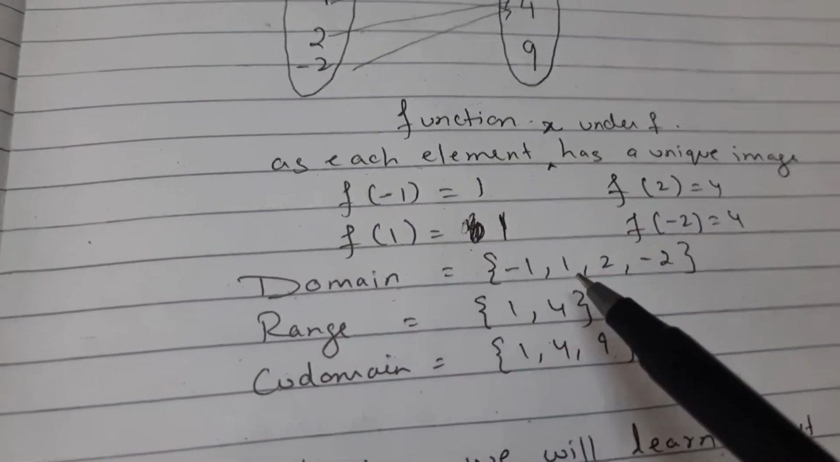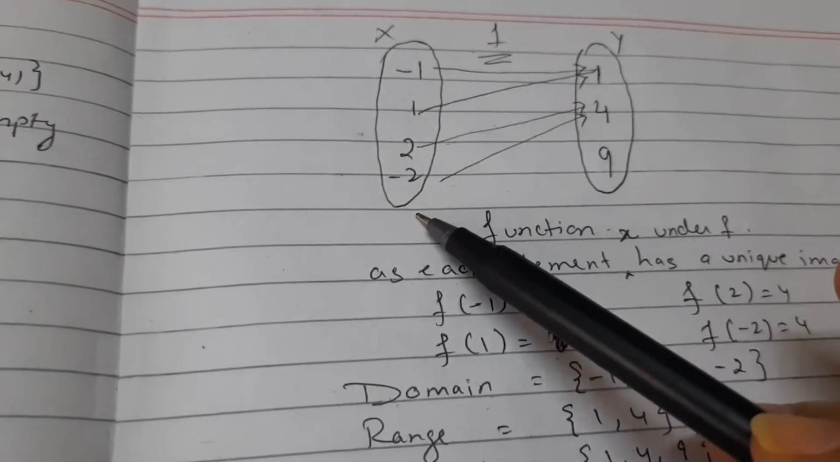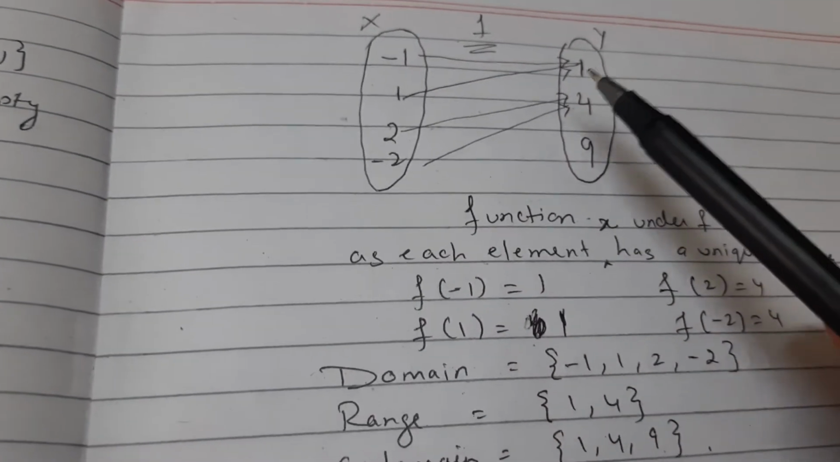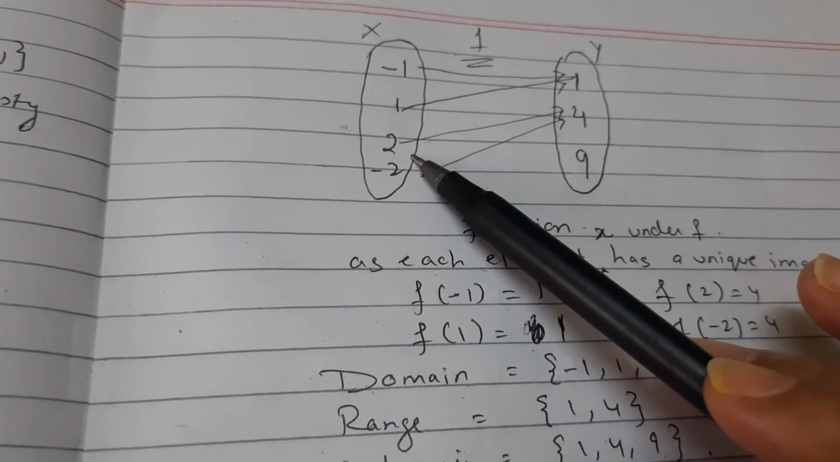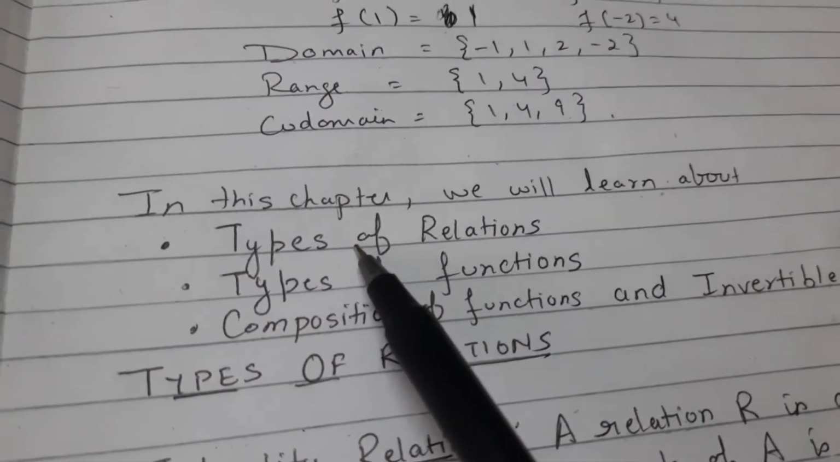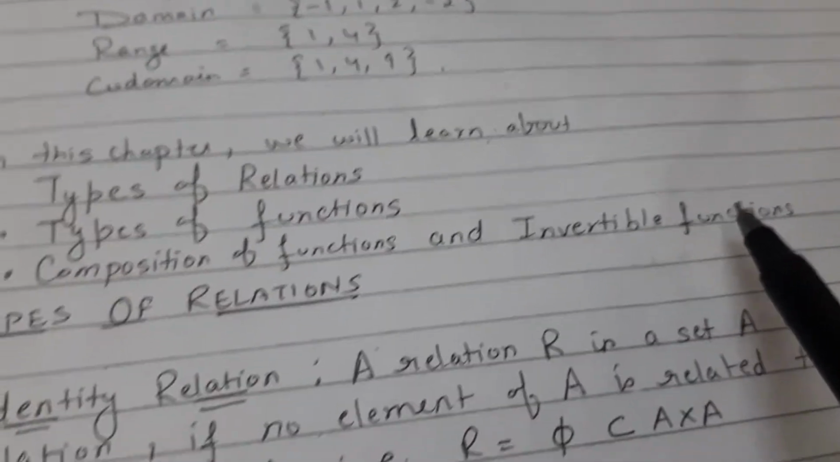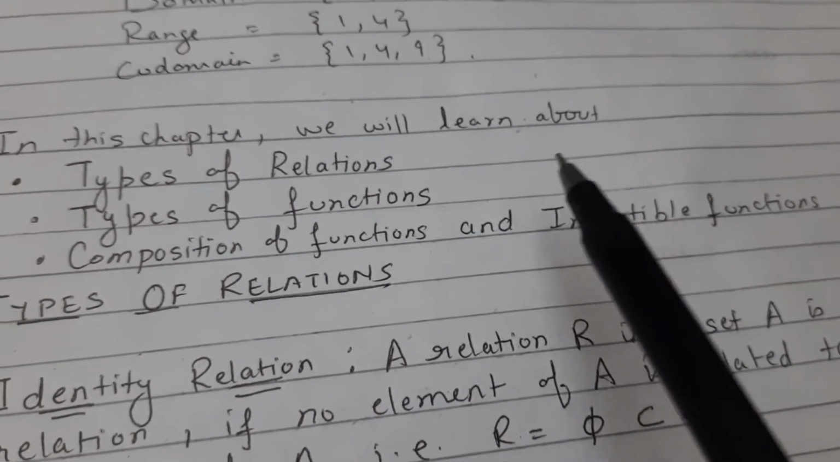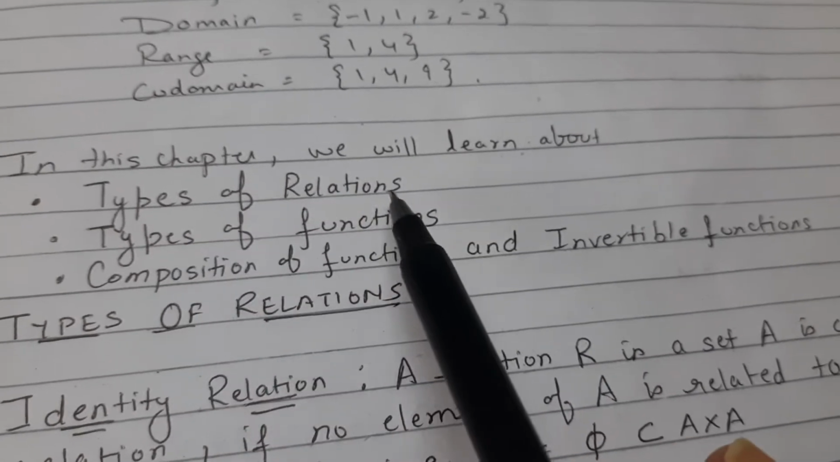So domain will be all the elements here in set X. Range will be the elements which are associated with the elements of X. So 1 and 4 will be the range, and codomain will be 1, 4 and 9. Now in this chapter we will learn about types of relations, types of functions, composition of functions and invertible functions. So today I am going to discuss types of relations.